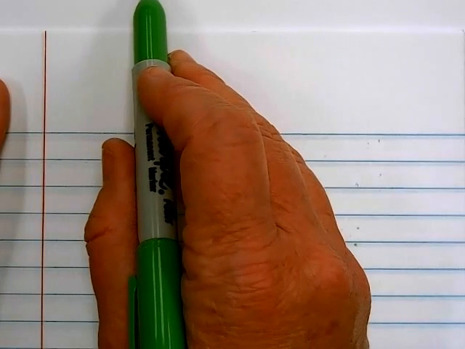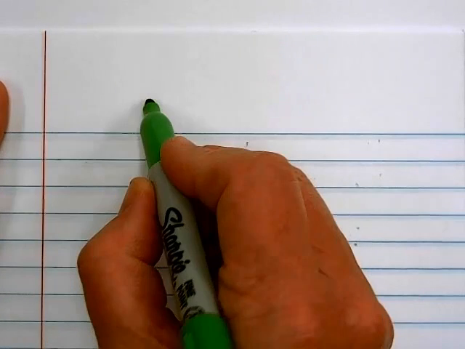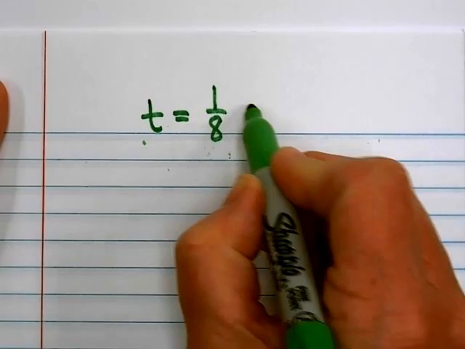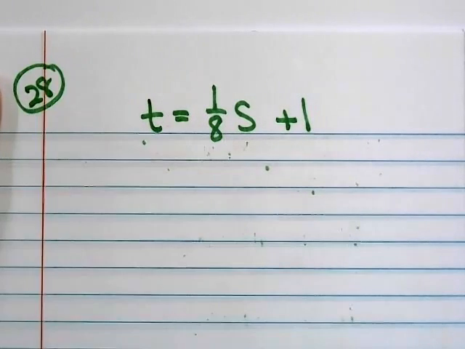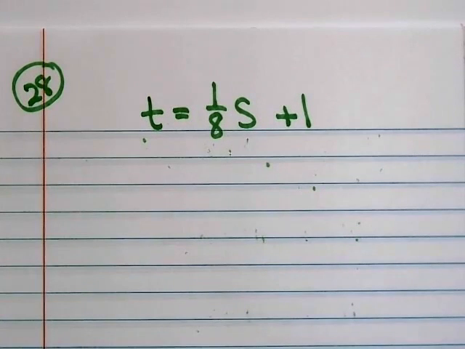28. The formula for the time that a traffic light remains yellow is t equals 1/8 of a second plus 1, where t is the time in seconds and s is the speed in miles per hour. Solve for s. So t equals 1/8 s plus 1. Solve for s. So what do you do to solve for s? This one's different. It's got more stuff going on. What is it that you need to get rid of?